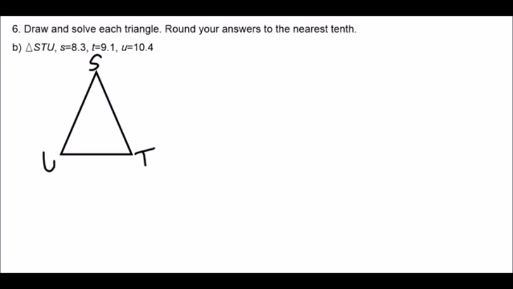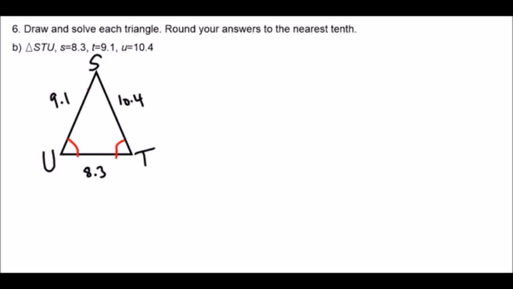Well, I hate using the letter S because it looks so much like a 5. So I will do my best to make it S-like, but it's tough with the tool that I'm using on this tablet. So I know that side S is 8.3. I know that side T is 9.1, and I know that side U is 10.4. So I know all the sides, which means I'm going to have to find all of the angles.